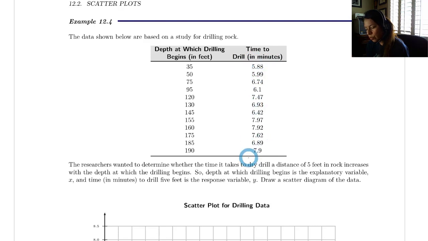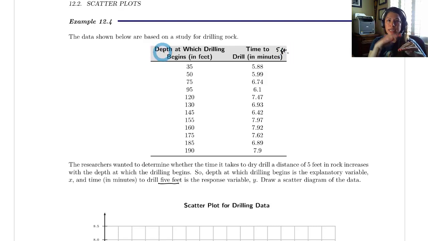The researchers wanted to determine whether the time it takes to drill a distance of 5 feet in rock increases with the depth at which the drilling begins. So the depth at which drilling begins is the explanatory variable, x, and the time in minutes to drill 5 feet is the response variable. All they're drilling is 5 feet of rock. Here is where the depth begins: they start at 35 feet and it takes 5.88 minutes to drill 5 feet. Let's take this one, 120: they start at 120 feet down and it takes 7.47 minutes to drill 5 feet of rock.